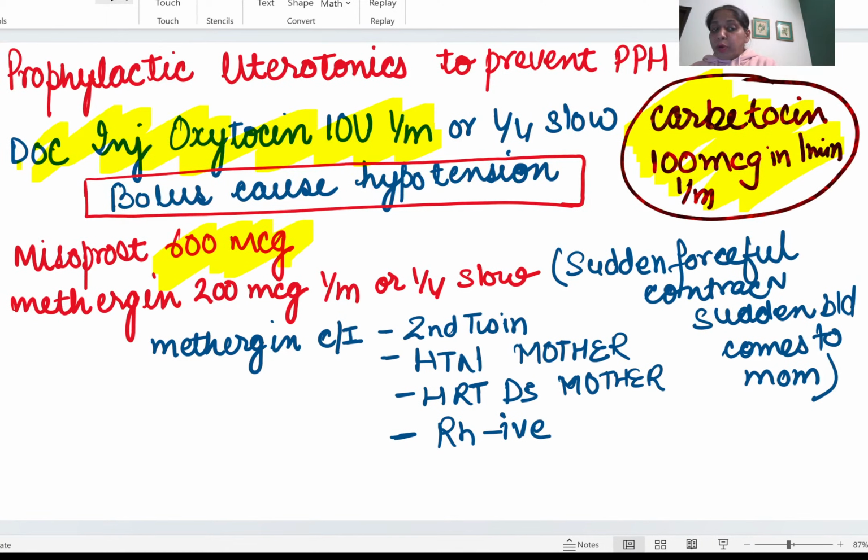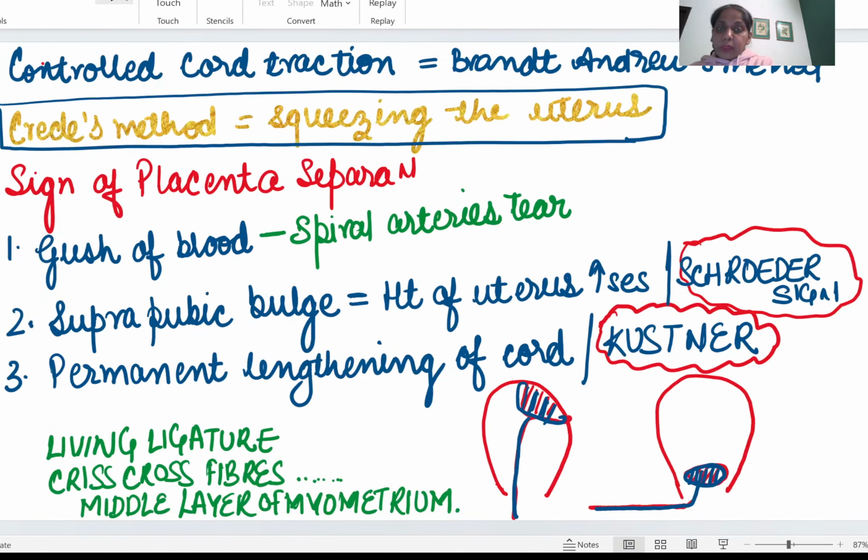So I hope you understand why methergin is contraindicated in hypertensive mothers, heart disease and Rh negative. It is also contraindicated if one twin is still there in the uterus, because then such a contraction will cause the fetus to get trapped.